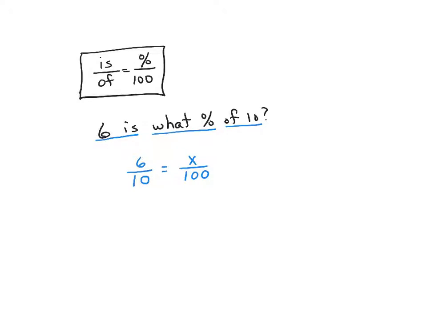Once again, I'm going to cross multiply. 6 times 100 is 600. 10 times x also has to equal 600. So, in order to figure out what that x is, I'm going to have to divide both sides by 10. If I divide this by 10, I'm going to get 60 for an answer. So, the answer to this must be 60. 6 is what percent of 10? 6 is 60% of 10. And that's the answer to that problem.